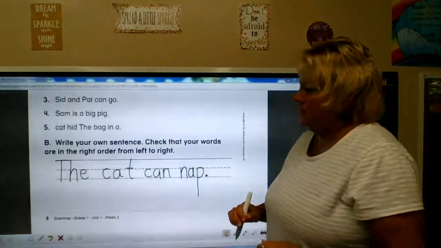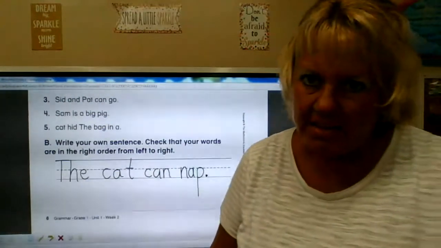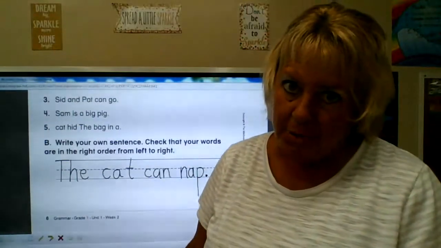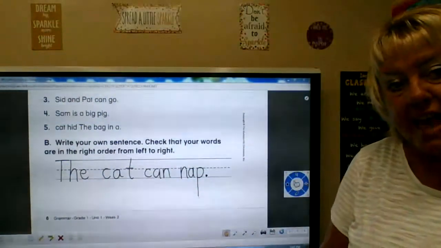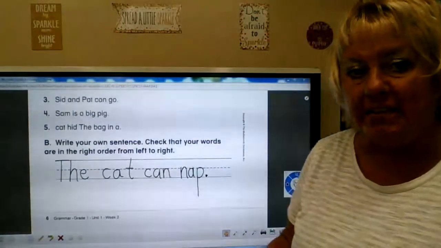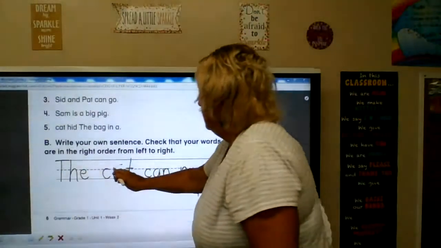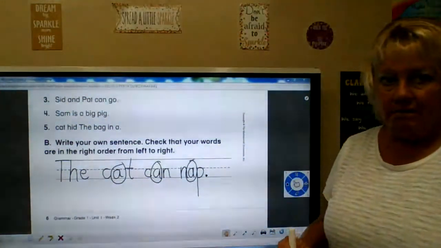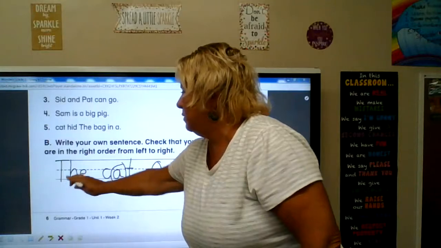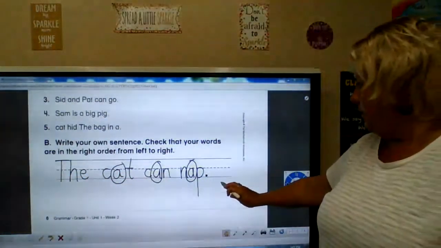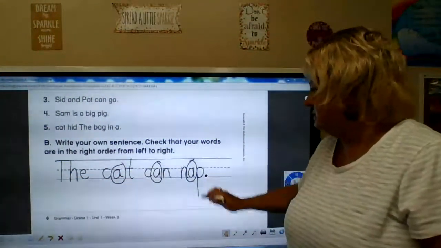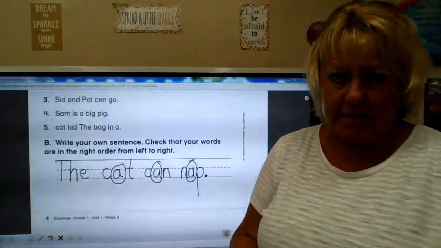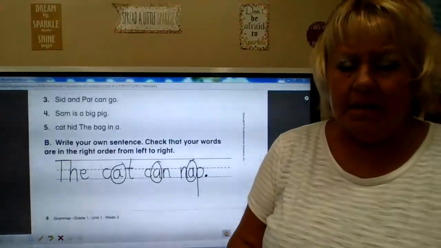I'm going to make my sentence say, the cat can nap. Period. Because it's a good time to take a nap because today's really rainy and icky outside because I'm recording this ahead of time. So the cat can nap. Oh, I see a lot of short A words. It also makes sense. It starts with a capital and it ends with a period.